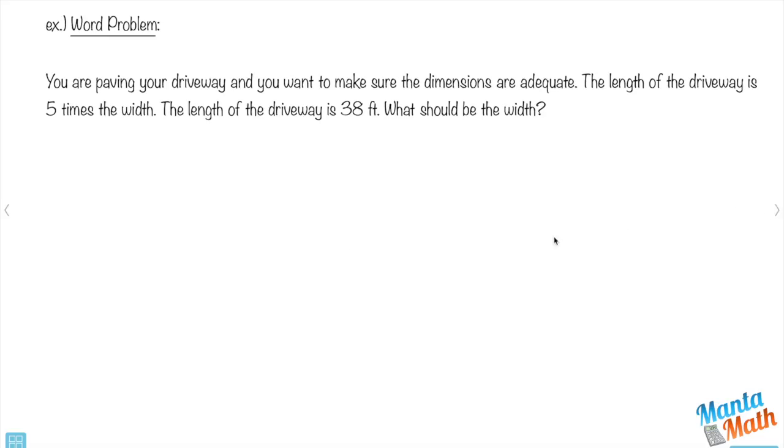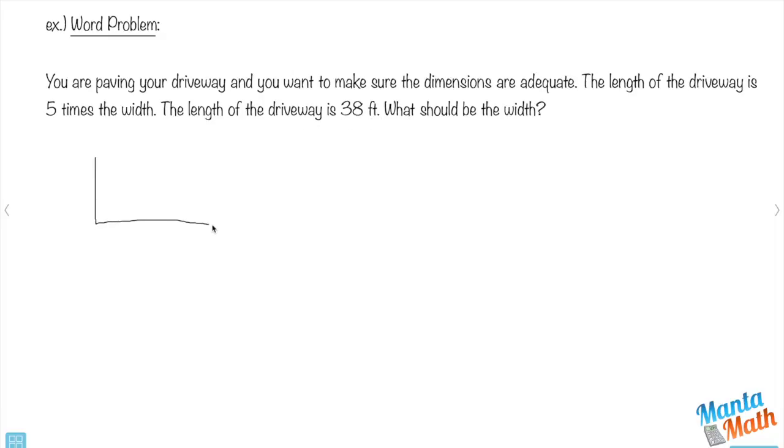You can also be given a word problem question. So, for example, you're paving your driveway and you want to make sure the dimensions are adequate. The length of the driveway is 5 times the width. The length of the driveway is 38 feet. What should be the width?